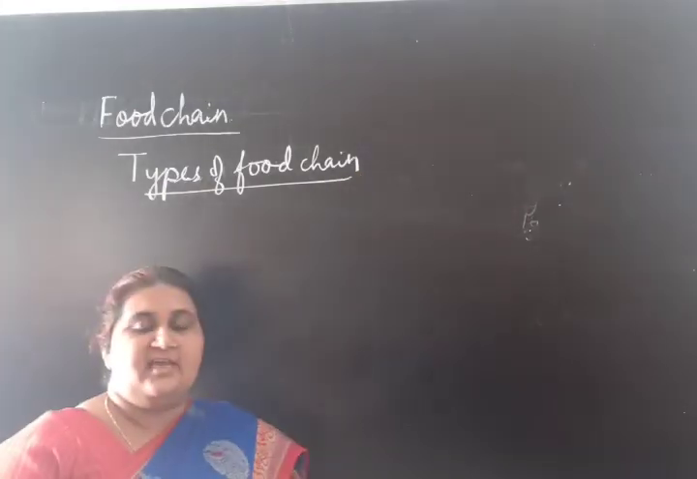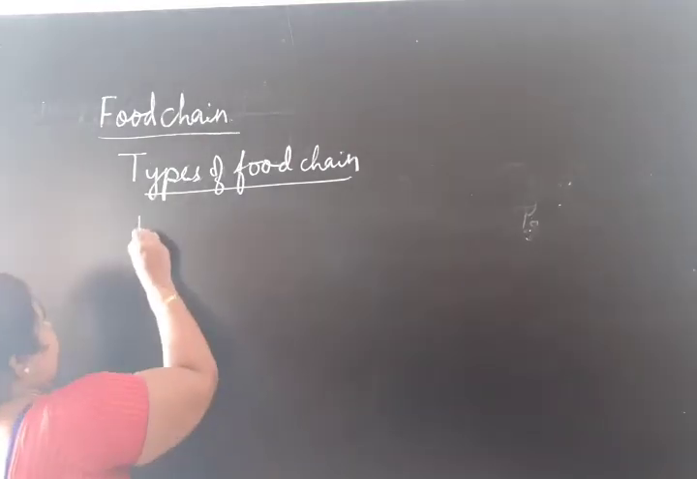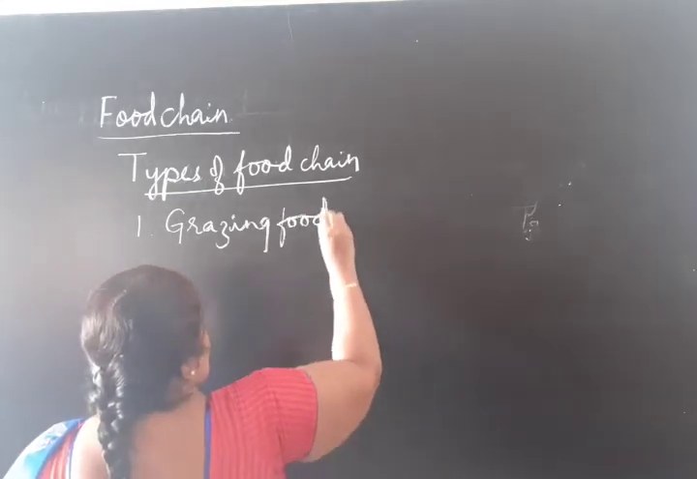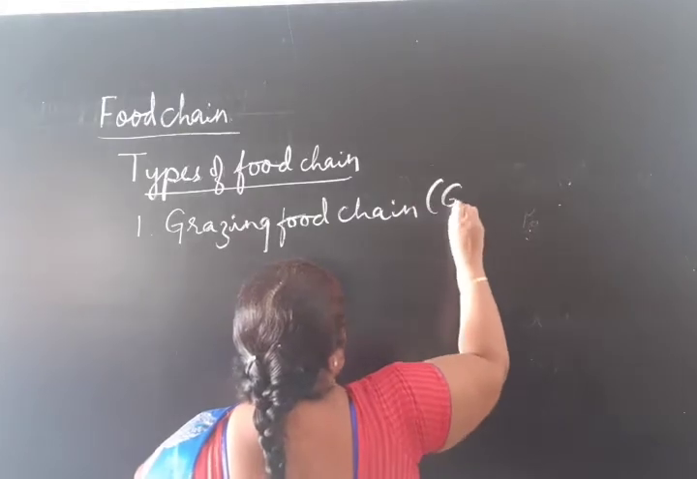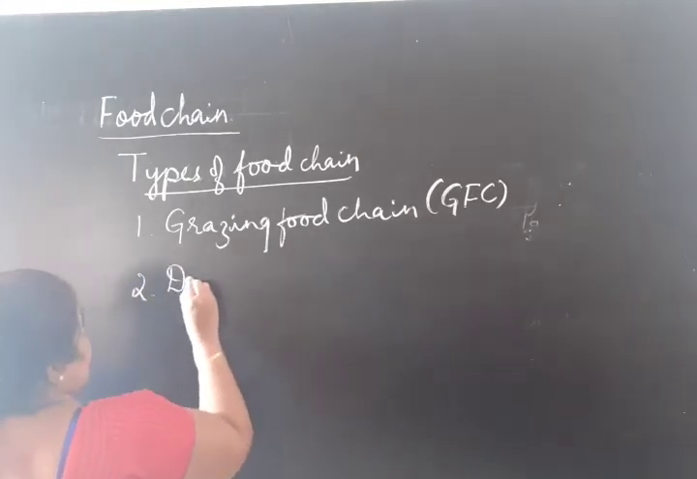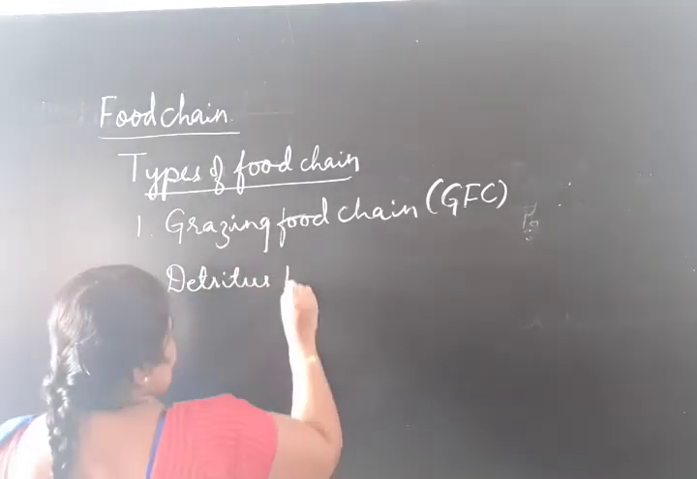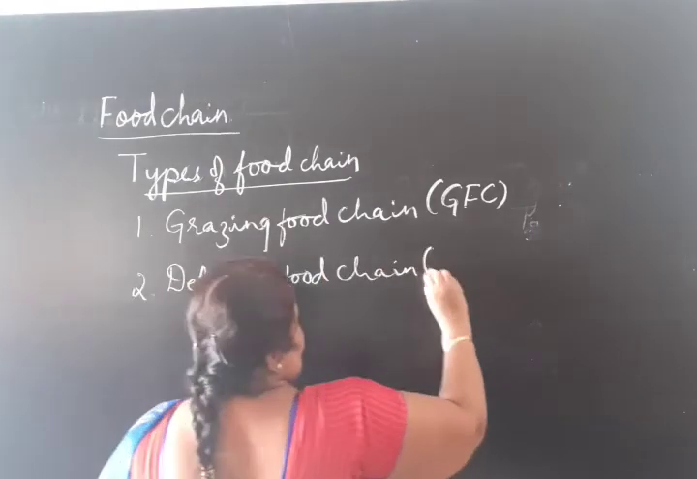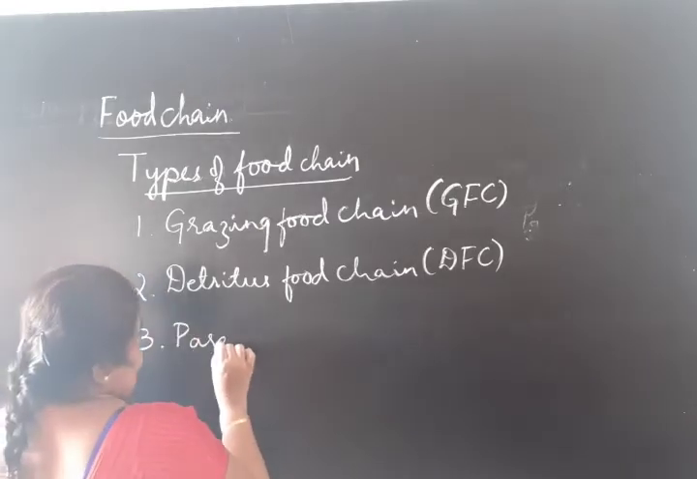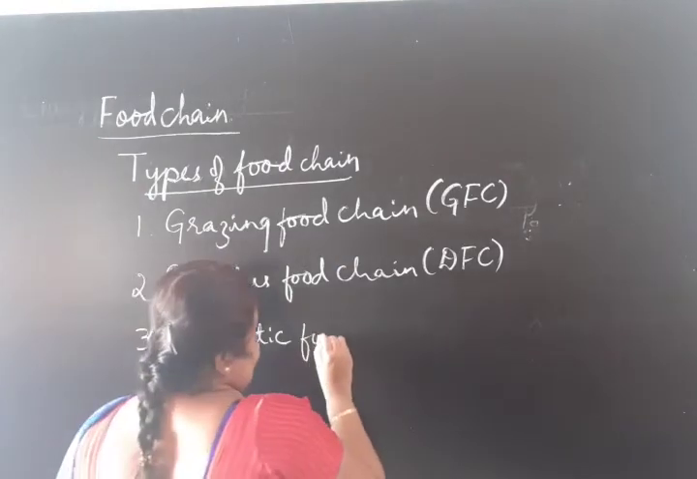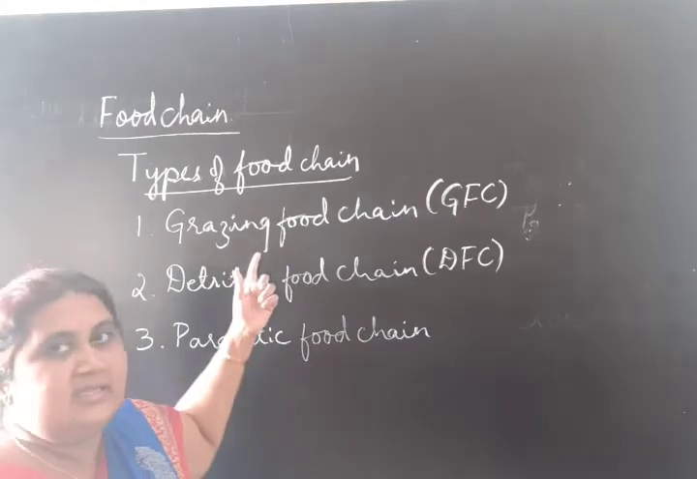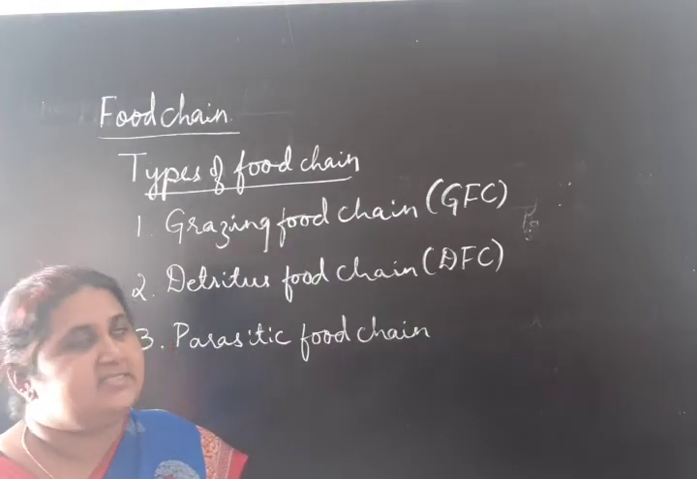Types of food chains. There are 3 different types of food chains: grazing food chain, detritus food chain and parasitic food chain.